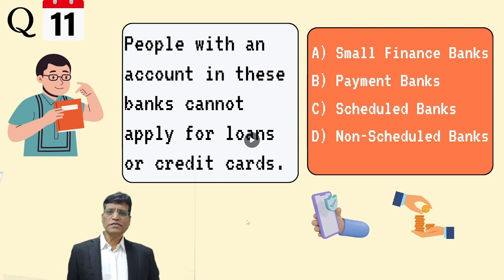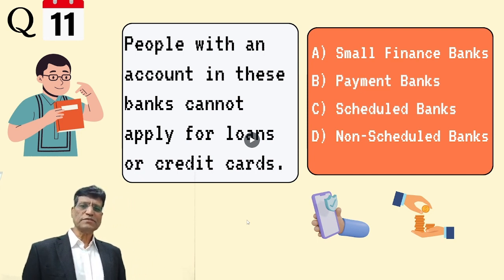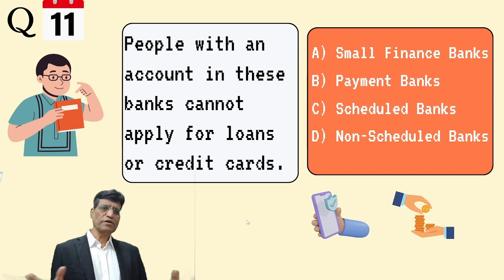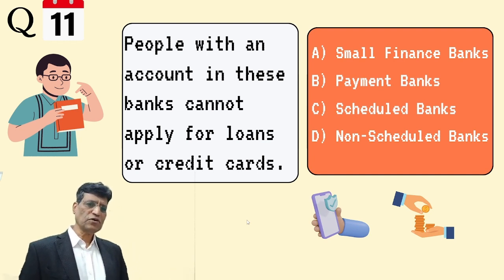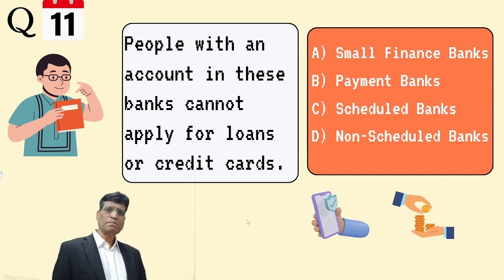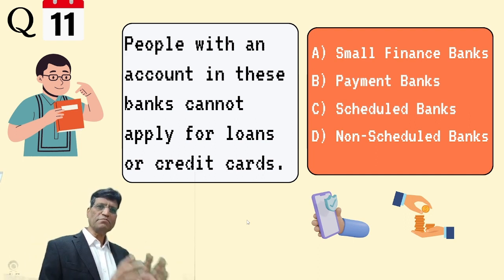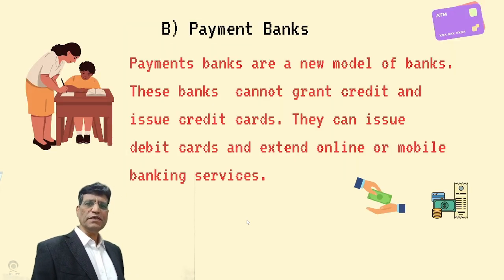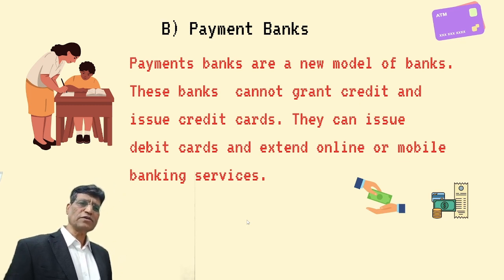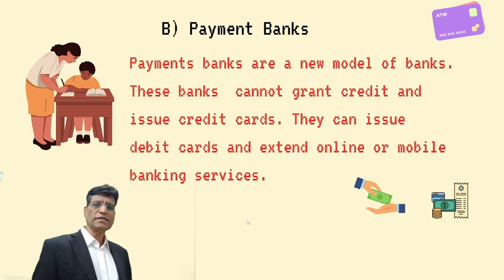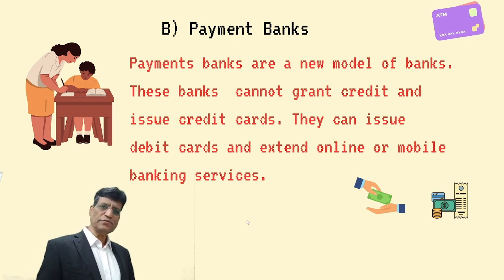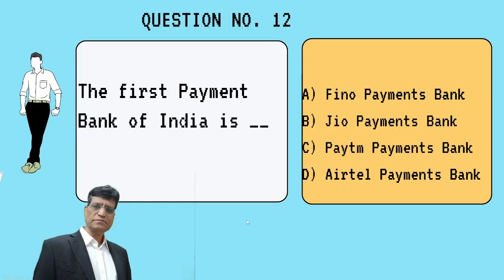People with an account in these banks cannot apply for loans or credit cards. Whether small finance banks, payment banks, scheduled banks, or non-scheduled banks, they cannot apply for loans or credit cards. Only they can make payment. So obviously the answer is B, payment banks. Payment banks are a new model of banks. These banks cannot grant credit and issue credit cards. They can issue debit cards and extend online or mobile banking services. This is about payment banks.